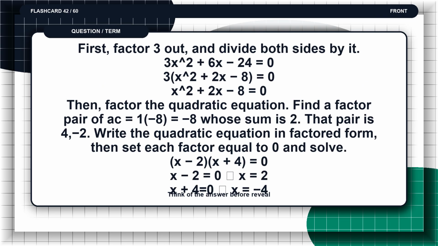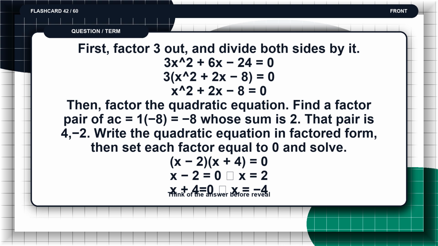Flashcard 42. First, factor 3 out and divide both sides by it. 3x² plus 6x minus 24 equals 0. 3(x² plus 2x minus 8) equals 0. x² plus 2x minus 8 equals 0. Then factor the quadratic equation. Find a factor pair of AC equals 1 times minus 8 equals minus 8, whose sum is 2. That pair is 4 and minus 2.